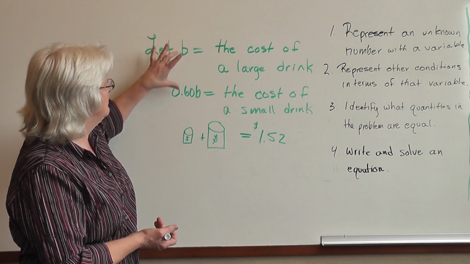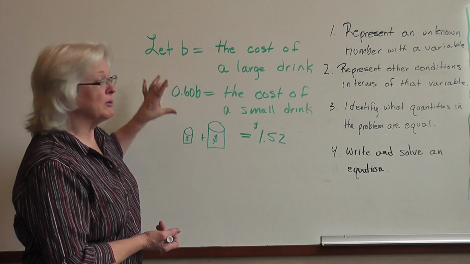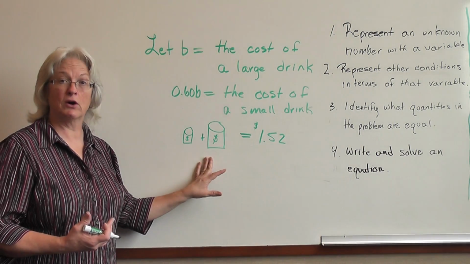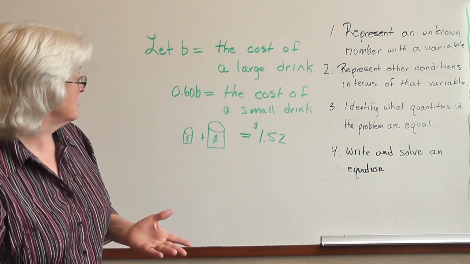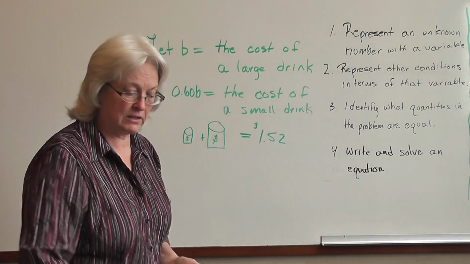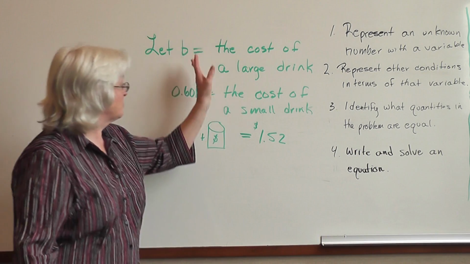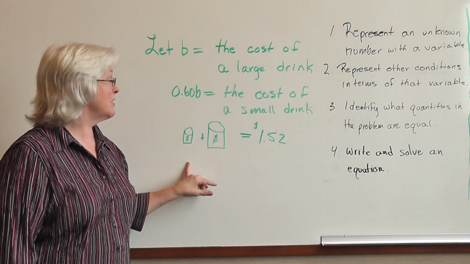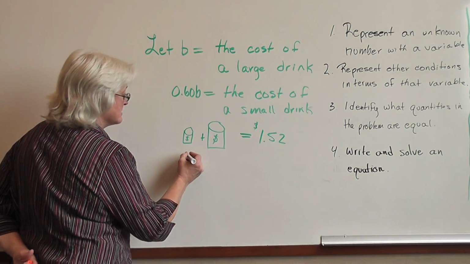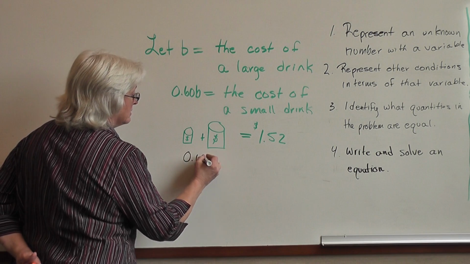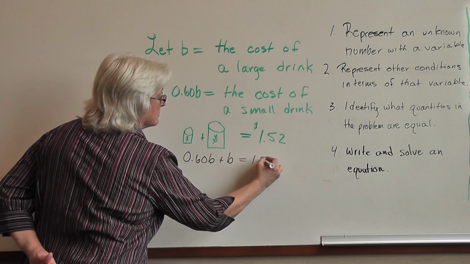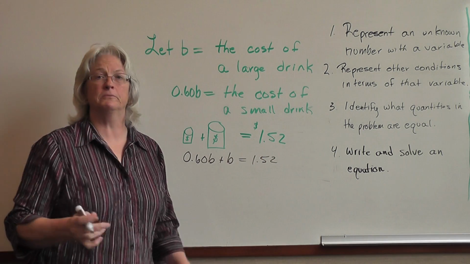Now, do we have variable expressions that identify the cost of a small drink and the cost of a large drink? Well, yes, of course we do. It would be sort of a pointless problem here if we had not come up with expressions that represented these two different costs. The cost of a small drink is 0.60B, so 0.60B plus B is equal to 1.52.